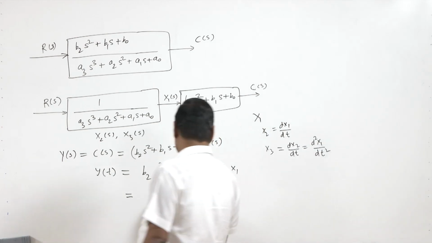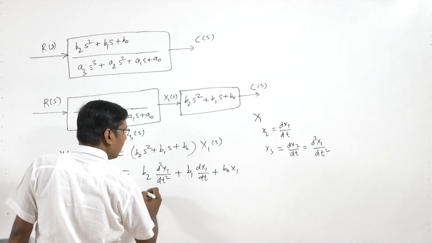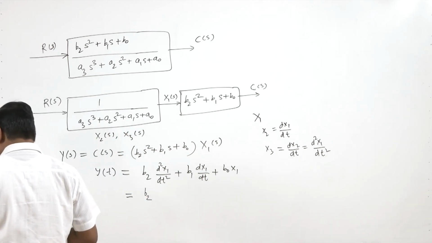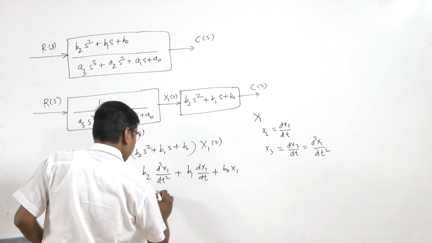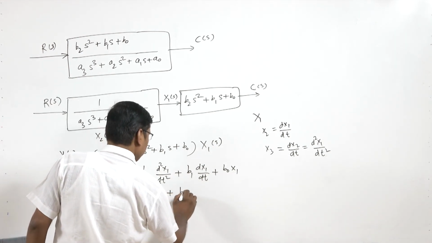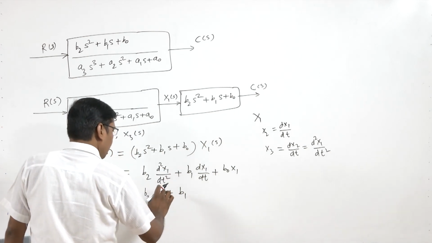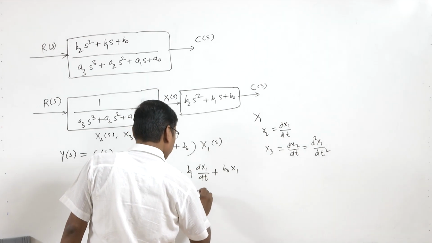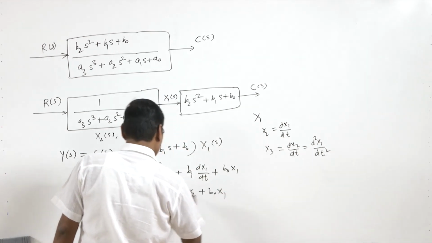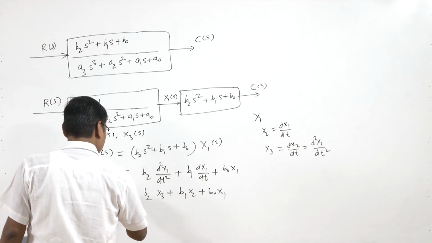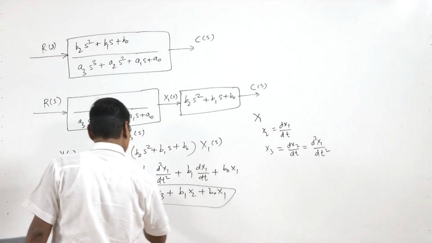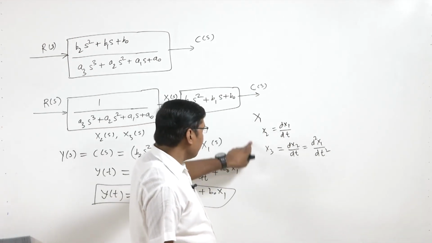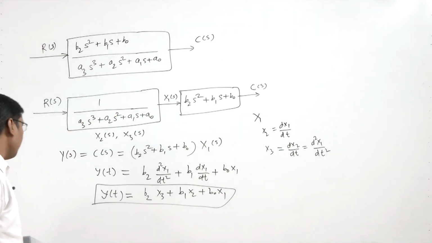So we can write here b2 into x3 plus b1 into x2 plus b0 into x1. So we can represent this output in terms of the state variables that we already defined in this first part.